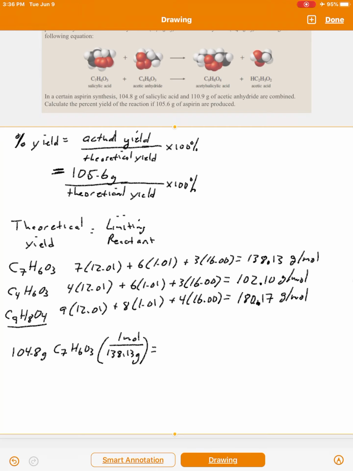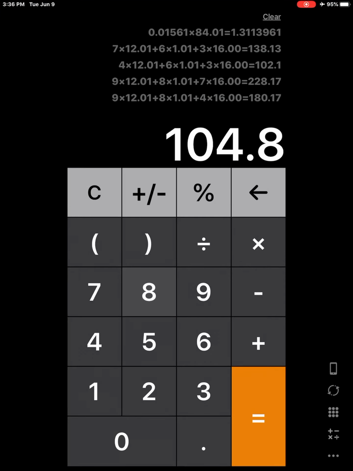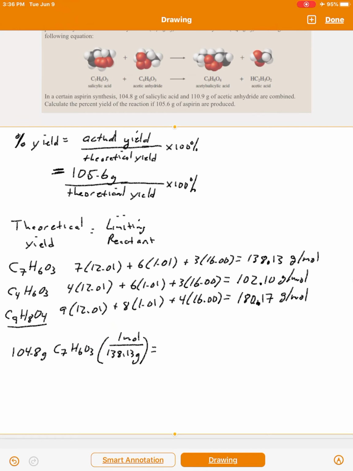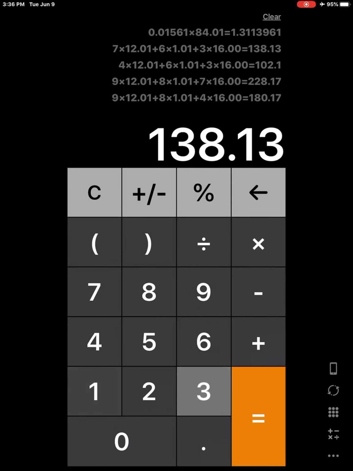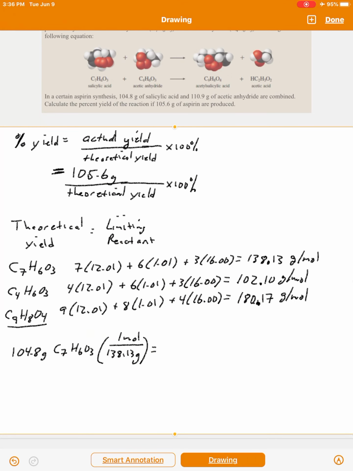Okay, so 104.8 divided by 138.13. Okay, 0.7587. This would be moles of C7H6O3. Most likely the salicylic acid is the limiting reactant, but let's see. It's more expensive, so normally you would expect that to be the case.